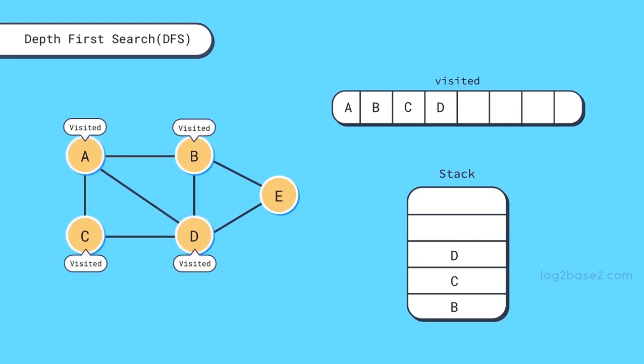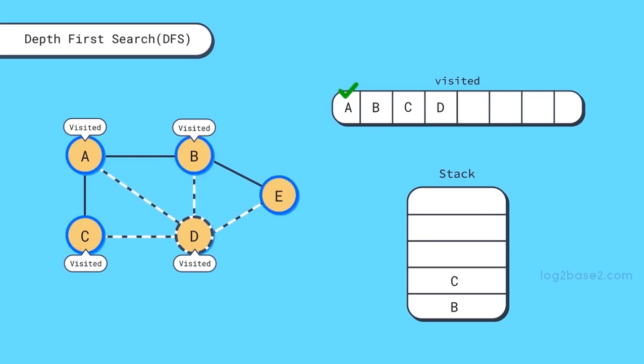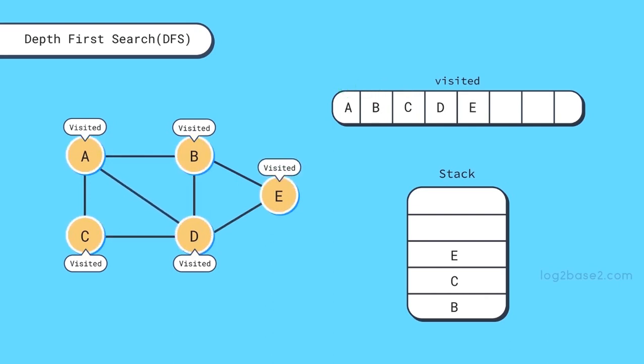Now pop the element from the stack, which will be the top element, which is D here, and visit its neighbors, which are A, B, C and E. A, B, C are already visited. So add E into the stack and visited array. So E is pushed and inserted to the array also. Now again pop the element from the stack, which is E. Now visit all neighbors of E, which are B and D. But both are already visited here, so do nothing and pop the next element, which is C.